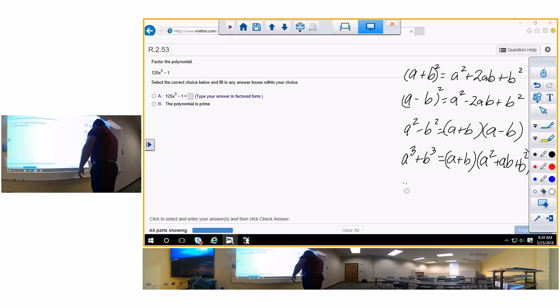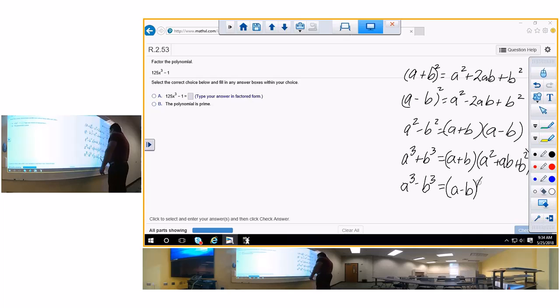A cubed minus B cubed is equal to A minus B times A squared plus AB plus B squared.